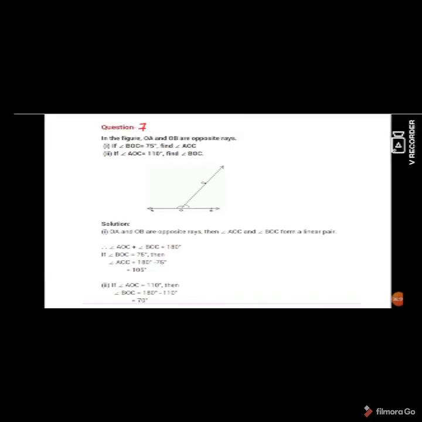In a given figure, OA and OB are opposite rays, and angle BOC is equal to 75. We have to find angle AOC. So OA and OB are opposite rays and together angle BOC and angle AOC form a linear pair. So when angle BOC is 75 degree, AOC will be 180 minus 75 degree, that is 105 degree. And when AOC is equal to 110 degree, BOC is equal to 180 degree minus 110 degree, that is 70 degree.